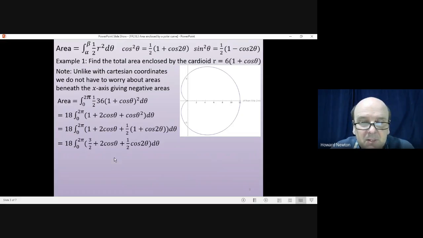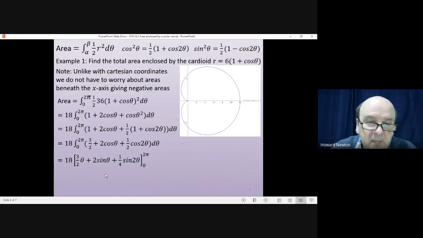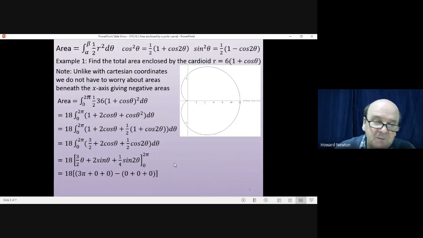Tidying that up a bit gives us that. And then integrating that, the integral of 3 over 2 is 3 over 2 theta. The integral of 2 cos theta is 2 sine theta. And the integral of a half cos 2 theta is a quarter sine 2 theta. Then we just need to put in the limits, 0 and 2 pi. Putting in 2 pi, we'll get 3 times that divided by 2, which is 3 pi. The sine of 2 pi is 0, and putting theta equals 0 into all of these three things also gives us 0. So this very quickly simplifies to a total area of 54 pi.